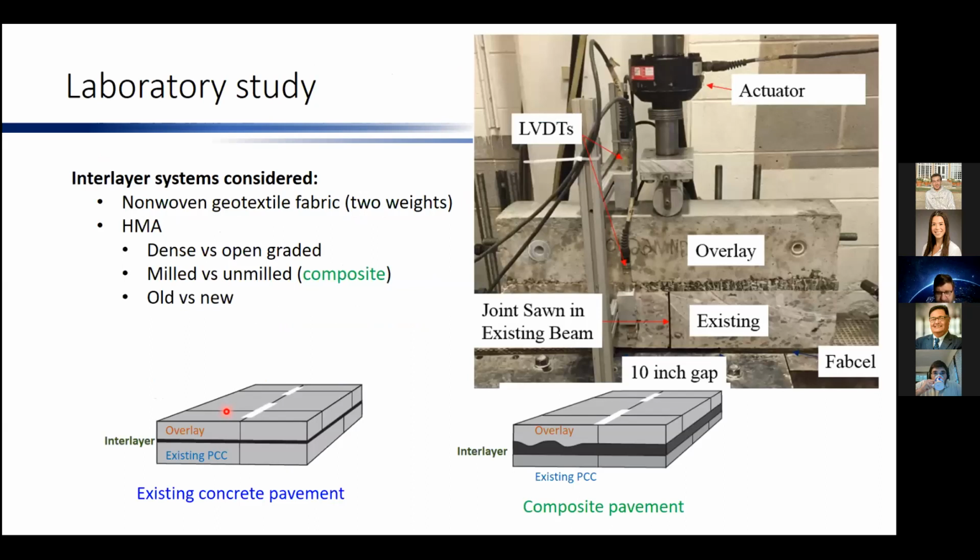for this interlayer stiffness. And Professor Van der Busch and her lab performed this laboratory test. So we cut beams from various existing pavements, either scheduled for rehabilitation or that already had an existing asphalt on top of it. And we cast an overslab on top of it, and we cut a joint in the existing pavement and performed the modulus of rupture test.